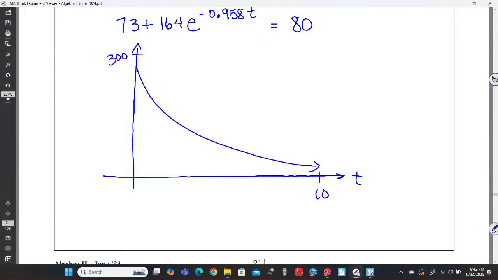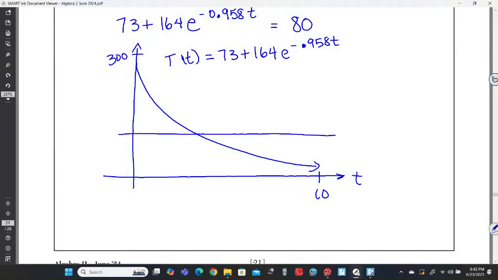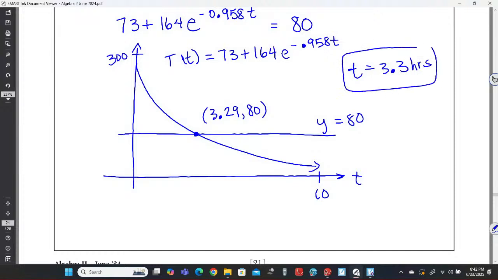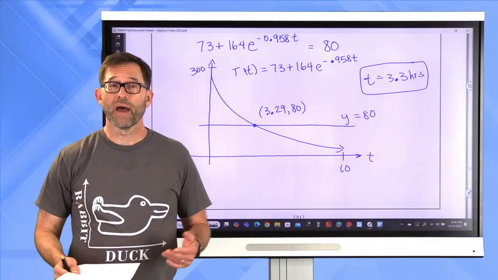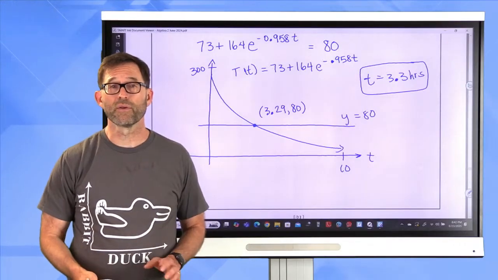And then we have this curve that went like this, and that was T of t is equal to 73 plus 164 e to the negative 0.958t. And then we also had y equals 80. And then we had an intersection point, which was 3.29, 80. And therefore, t equals 3.3 hours.